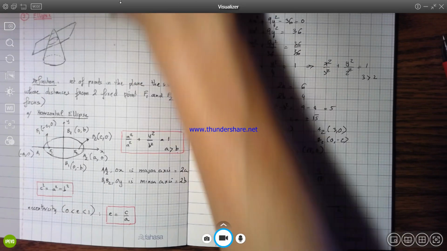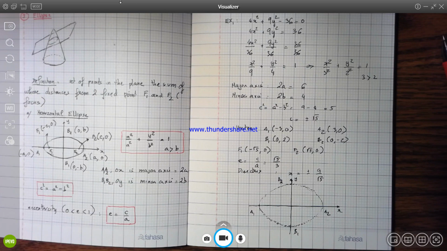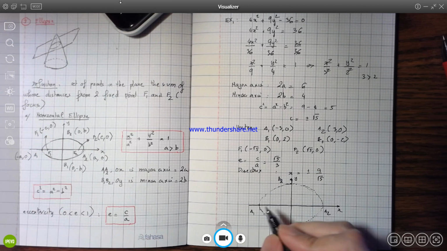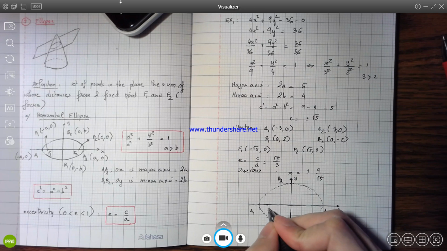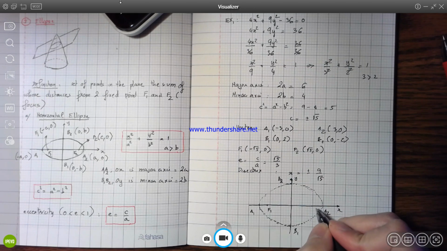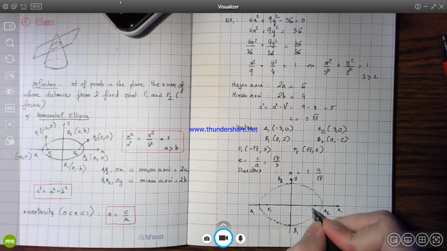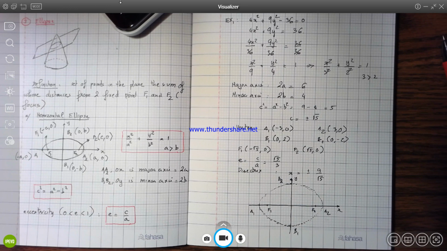So square root of 5 is around... let me take square root of 5 real quick here. So we're going to do 2.25. So 2.5 right here. 2.25 is about right here. So this is F1. And then this is F2. Okay, so that is the ellipse. This is the graph of this ellipse. All right.